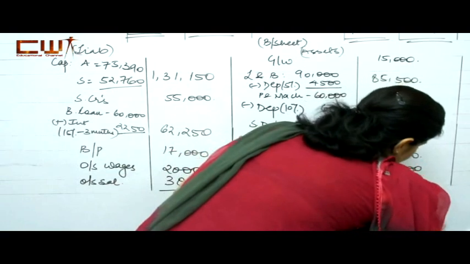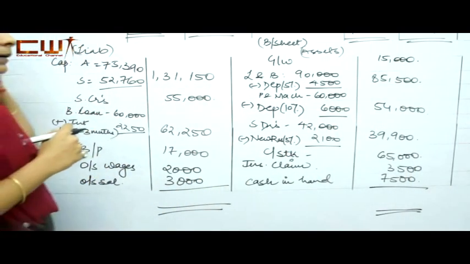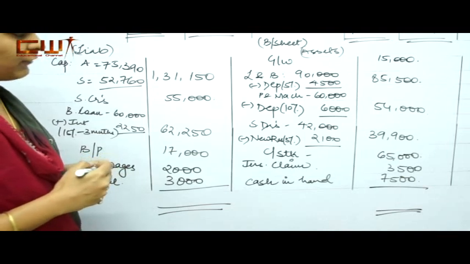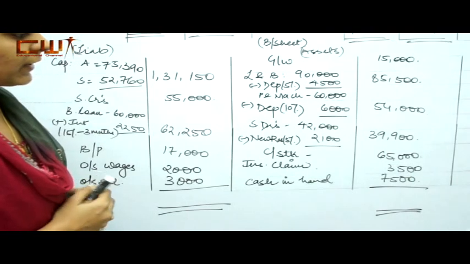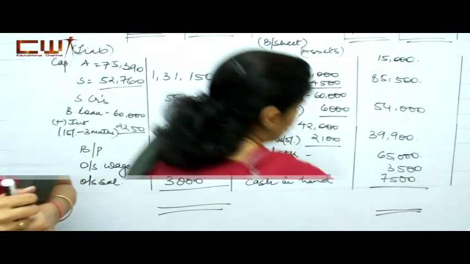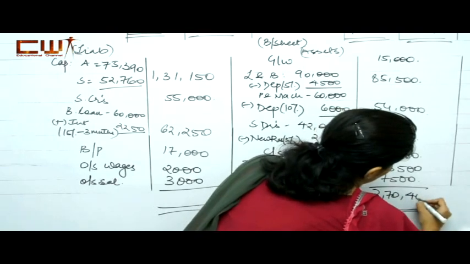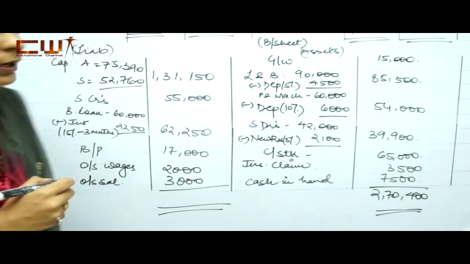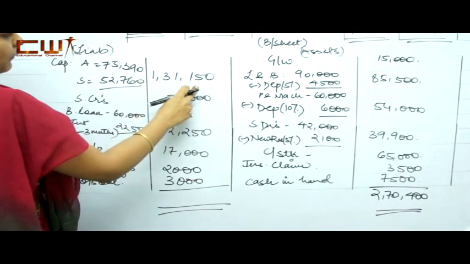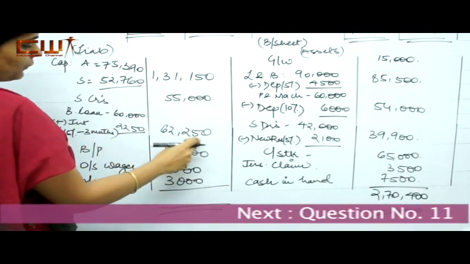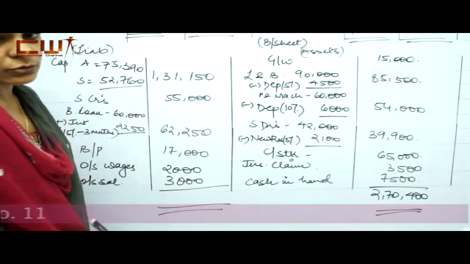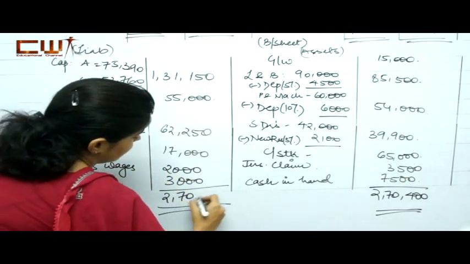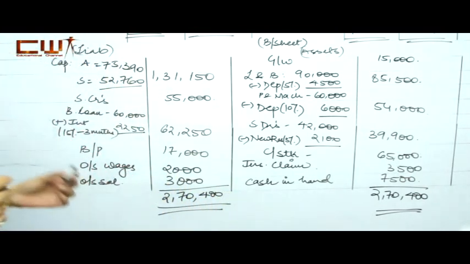right? It should tally. Both the sides should be equal, right? So 15,000 plus 85,500 plus 54,000, 39,900 plus 65,000 plus 3,500 plus 7,500 will give you 2,70,400. Similarly, 1,31,150 plus 55,000 plus 62,250 plus 17,000 plus 2,000 plus 3,000 will give you 2,70,400. It's not 500, it's 400. 2,70,400. This is the balance sheet that you have prepared.